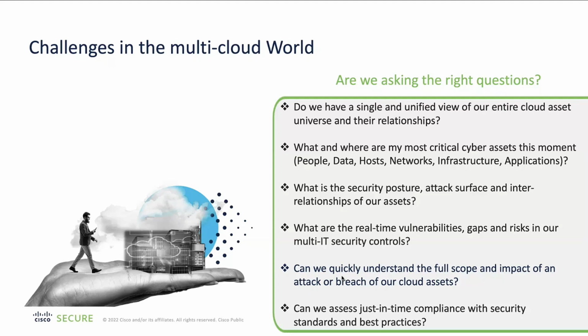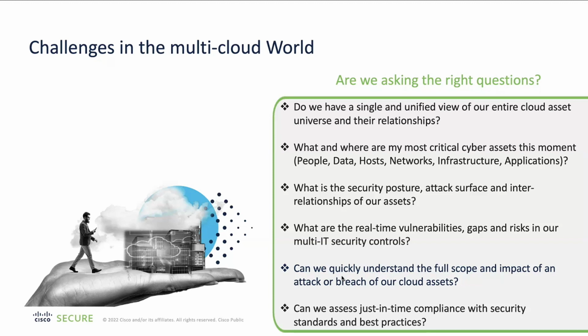So let's take the first one. Do we have a single unified view of all of your cloud assets in the whole universe of your multi-cloud world? And do you know the relationships between the different assets? Because relationships are key, and there's something the attacker will definitely pay attention to. How about the next one? What and where are my most critical cyber assets at this moment? Could you tell? Would you know in your multi-cloud world today?